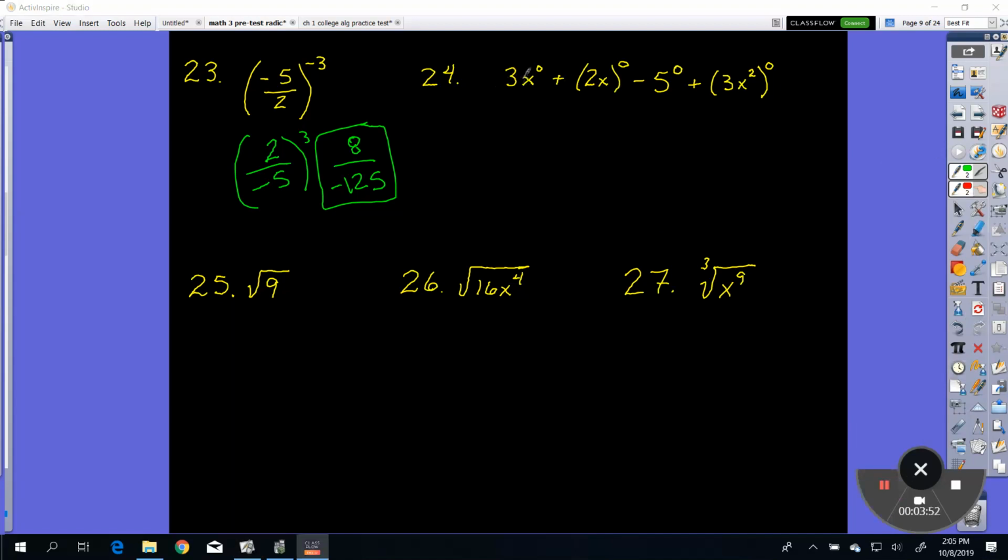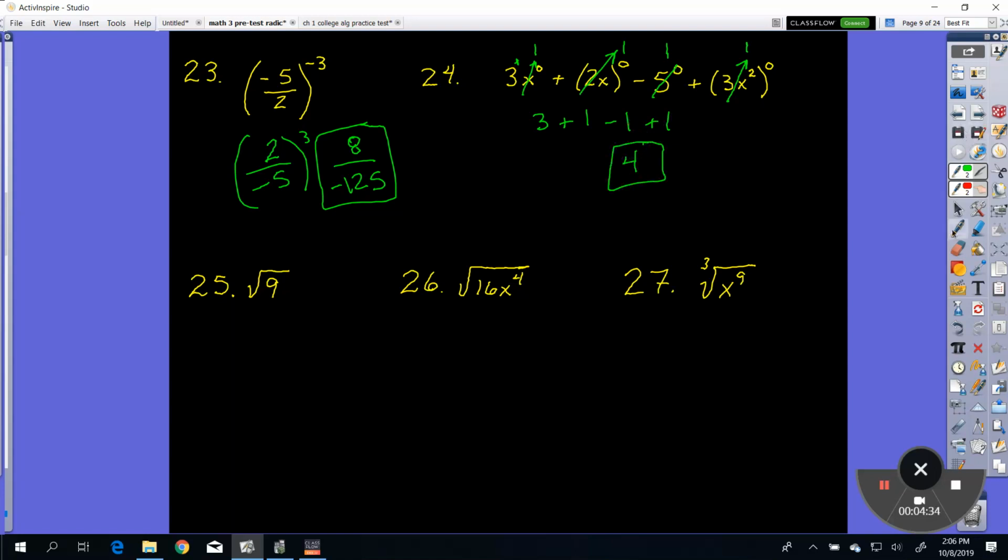All right, so anything to the 0 power turns into 1, right? So realize that the 3 does not have a power of 0. 3 has a power of 1, so that stays as 3, but x to the 0 goes to 1. So it's really 3 times 1. 2x is all to the 0 power, so all of this goes to 1. So 3 plus 1. Negative 5 is to the 0 power, so that goes to 1. And 3x squared is all to the 0 power, so that also goes to 1. So I have 3 plus 1, which is 4, minus 1 is 3, plus 1 makes 4.